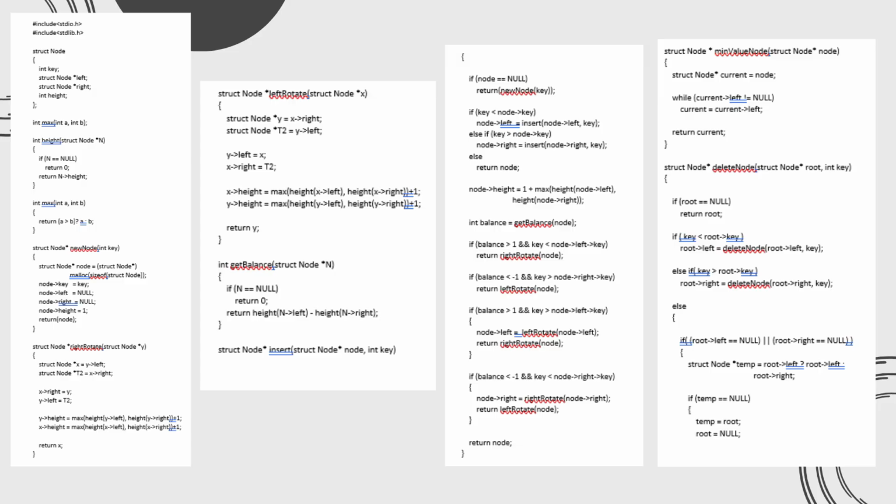Kung walay child, simply gi-free ra niya ang node. Ug kung 1 child ra, gi-copy ang child ngadto sa current node. Kung 2 children, gi-copy ang in-order successor ngadto sa current node ug gi-delete ang successor.